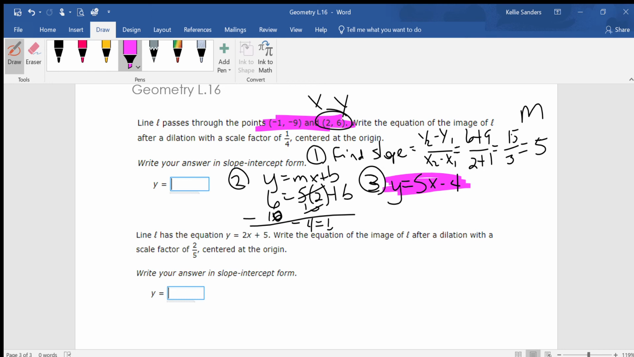That's not the answer. We haven't done the problem yet because we haven't done the scale factor of 1/4. So then y equals 5x and 1/4 of 4 is 1.